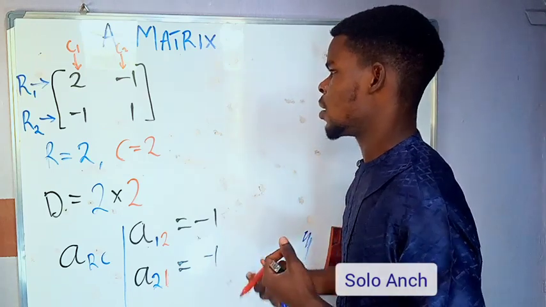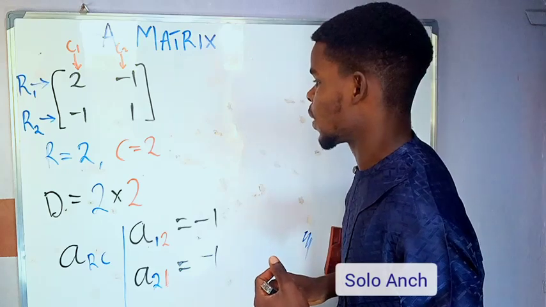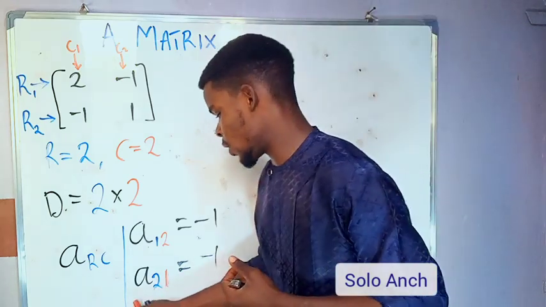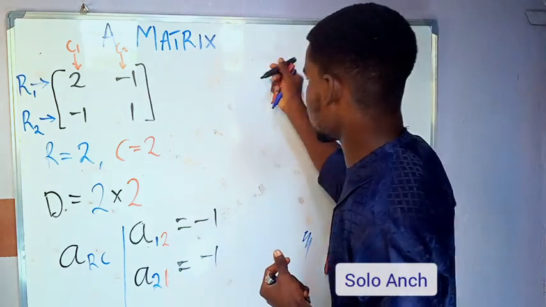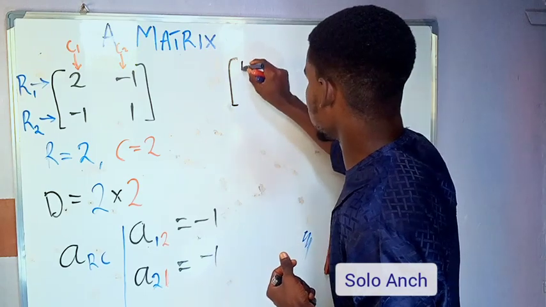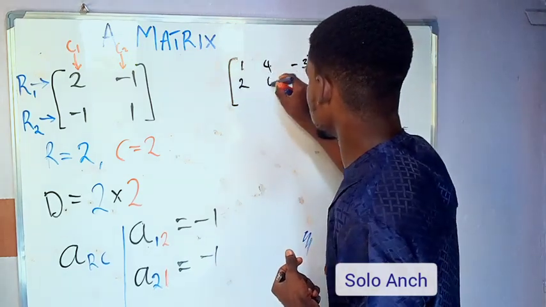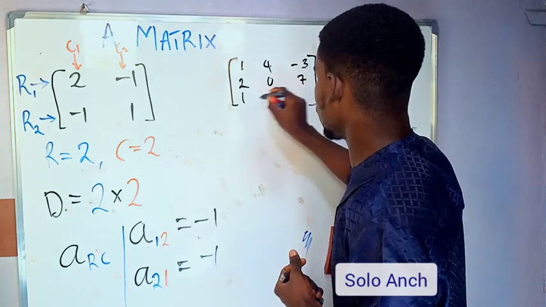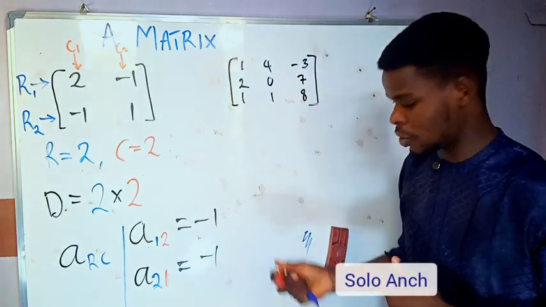Okay, what else do we need to learn here? Let me give us another example of a matrix. Let's say we have a matrix of this form, where this place is 1, 4, minus 3, 2, 0, 7, 1, 1, 8. As you can see, what is the dimension of this matrix?